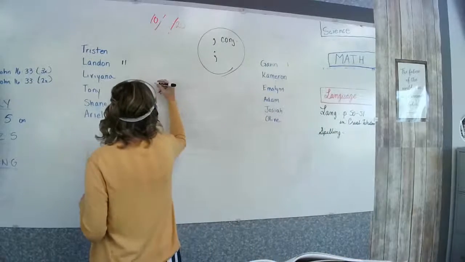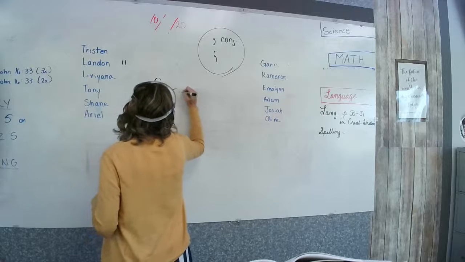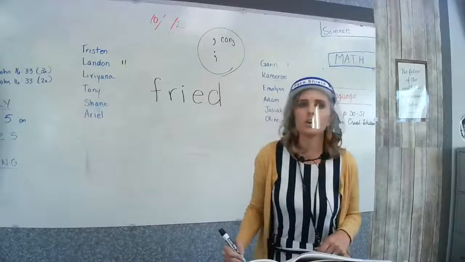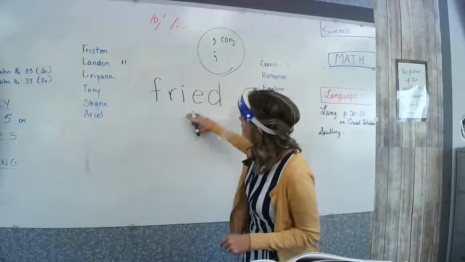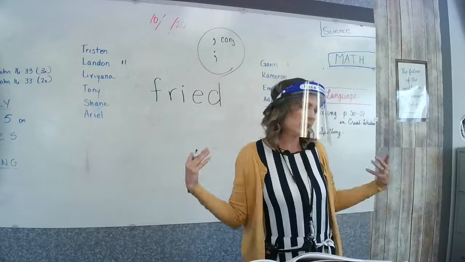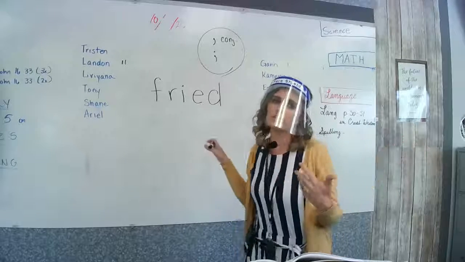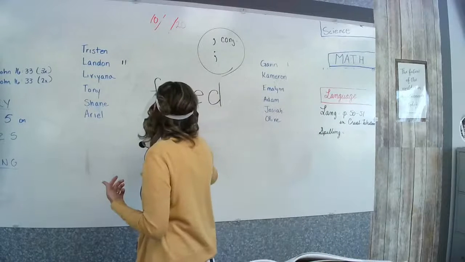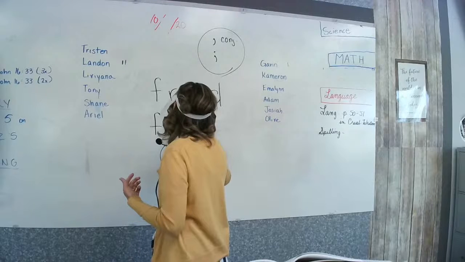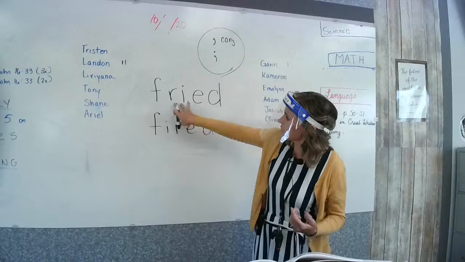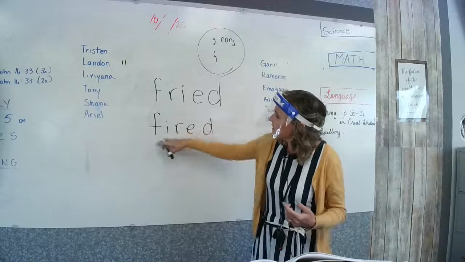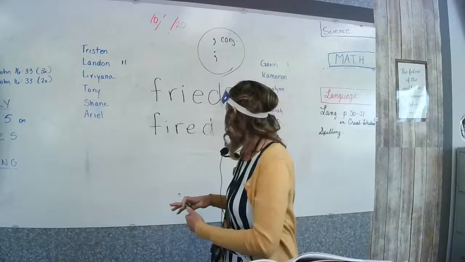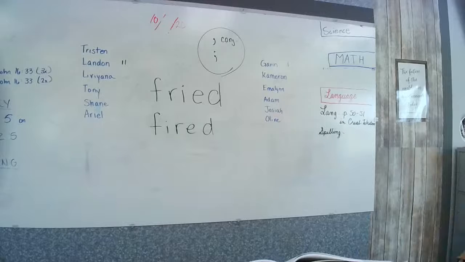For example, the word fried. If I said, Ariel, make an anagram of this, she's going to take these letters. And using these same letters, she's going to try to come up with another word. Can you come up with another word using these letters? Fired. Very good. She used the exact same letters. All she really did was switch the R and the I there. So we have fried and fired. So that's an anagram. So it really is just kind of a fun way to stretch your brain. Let's see if anyone can do one for this word.